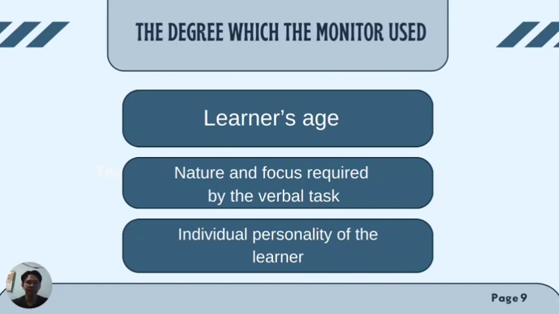The second is the nature and focus required by the verbal task. If the verbal task requires a high level of accuracy, the learner is more likely to use the monitor. The last is the individual personality of the learner. Some learners may be more inclined to use the monitor due to their personality traits, such as a preference for structure and accuracy in language use.